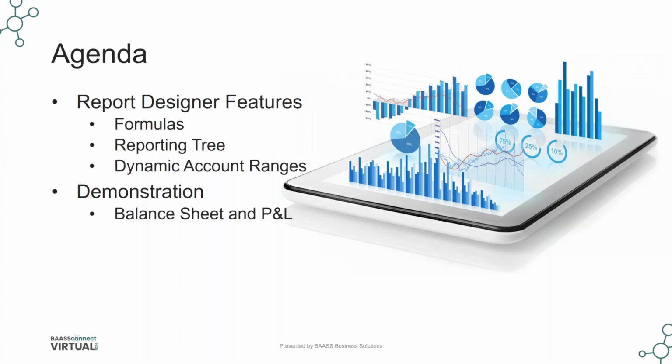My goal is to share with you quickly how to build a P&L and a balance sheet, and how to transform that into departmental reporting. The balance sheet and the P&L will rely on formulas. Departmental reporting will focus on reporting trees and lead sheets. I'm going to assume that many, if not all of us, have worked with lead sheets or heard of lead sheets in the past, especially for those that work with the auditors. And we're going to be using dynamic account ranges to build lead sheets. And we'll cap off today with questions and answers regarding Report Designer.